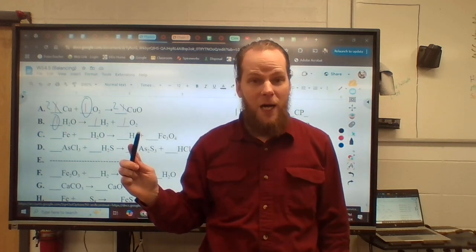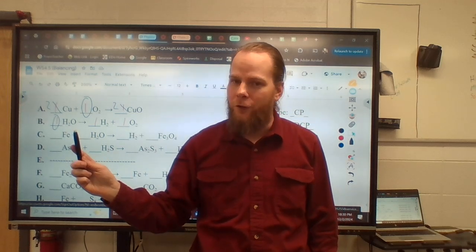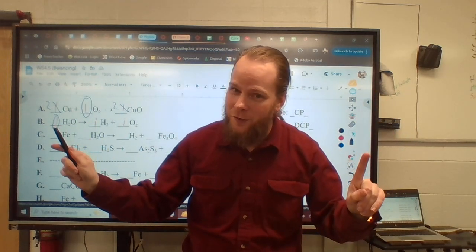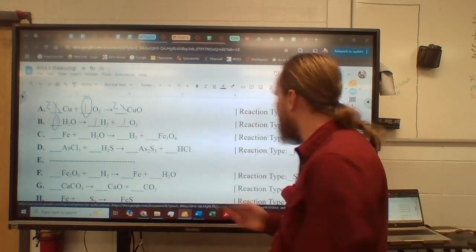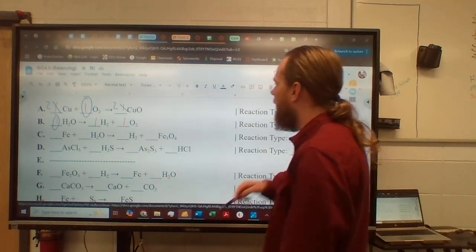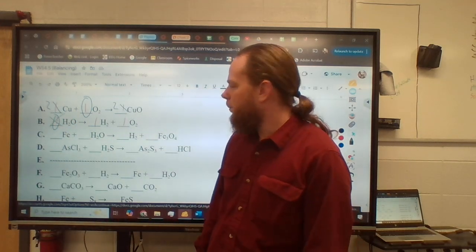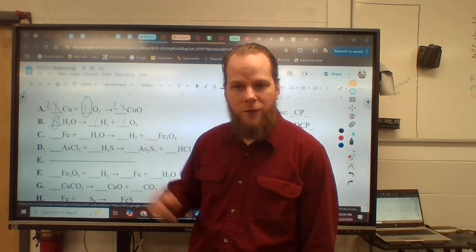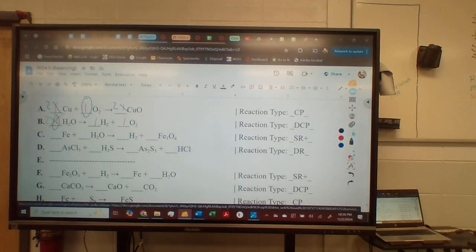O is not. Here, there's 2 oxygens. Here, there's only 1. That means we're actually going to have to change this number. This is not correct. It happens sometimes, but most of the time it works out better. So this cannot be a 1. Because we have 2 oxygens over here, we need 2 oxygens over here. So this is going to have to be a 2.